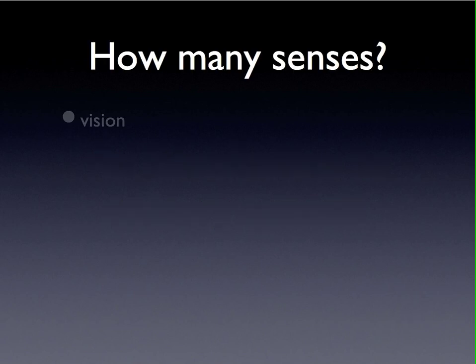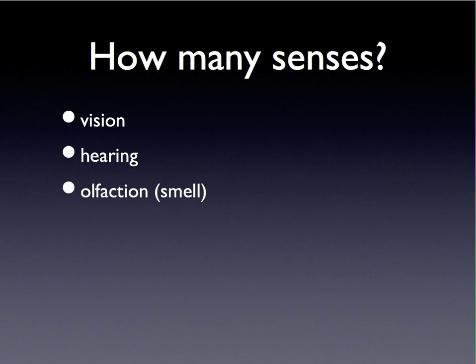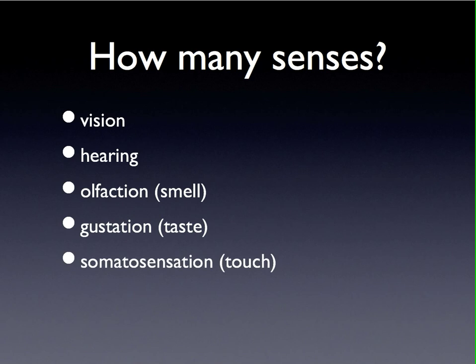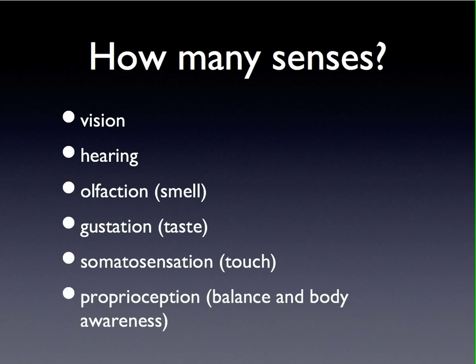Most of us are probably acquainted with the five senses: vision, hearing, olfaction, which is your sense of smell, gustation, which is taste, and somatosensation, which is your sense of touch. There's actually a sixth sense, and no, it does not involve the ability to see dead people, and it's not common sense. It's called proprioception, and proprioception is your sense of balance and body awareness.